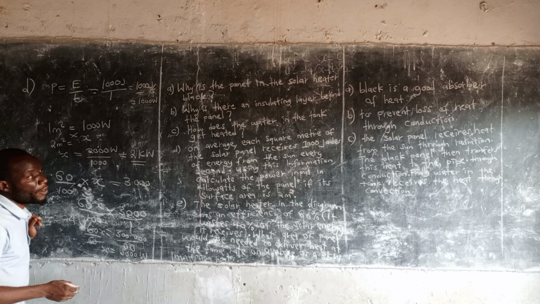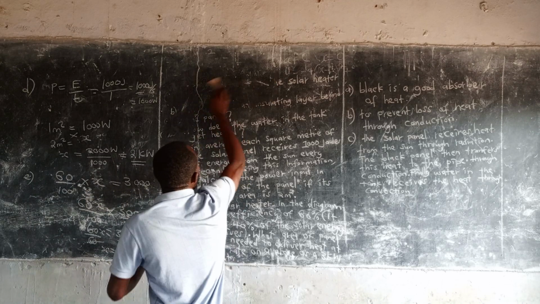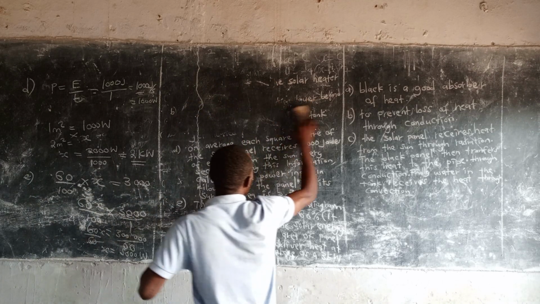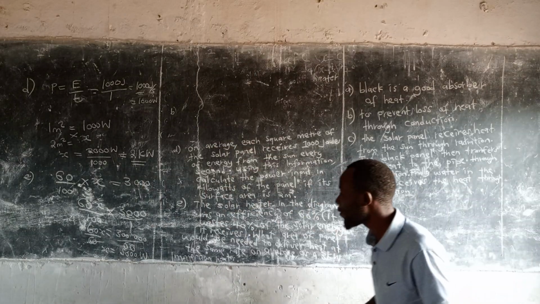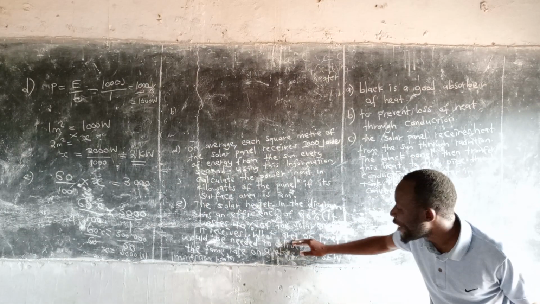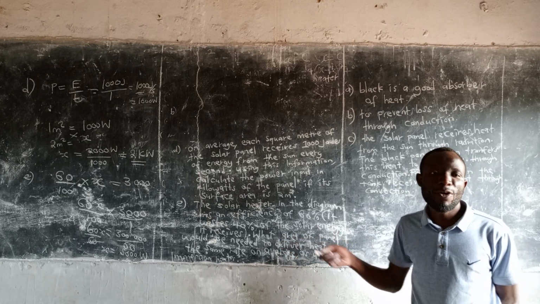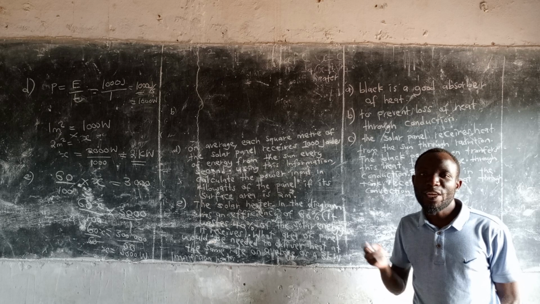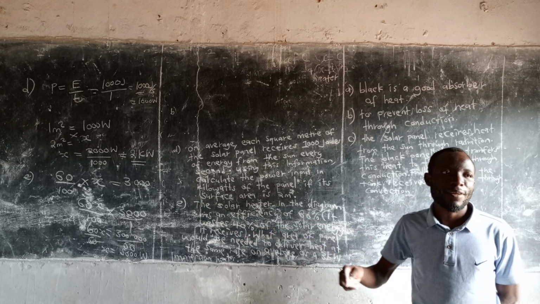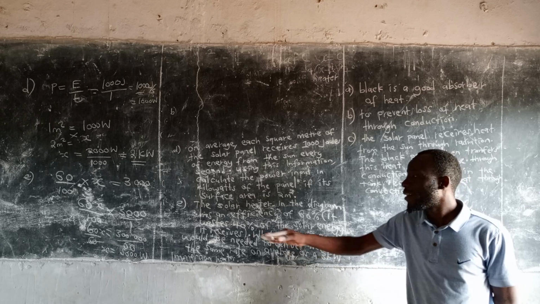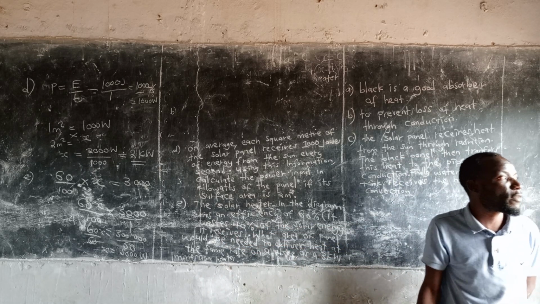Now, once you've generated that 5,000 watts, the question is not asking how much power you'll be generating. That might come if the question was asking how much. Here they're asking for the area of the panel. Are we together? What we need is to produce about 5,000 watts. So how much area is needed to produce 5,000 watts?